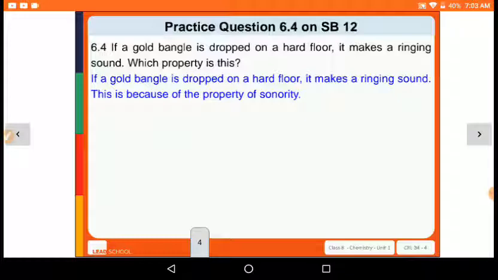In your supplementary book, page number 11, in concept time number 8, the fifth point is sonority, the property of material which produces a ringing sound when struck with a hard object. So if a bangle is dropped on the floor, it will cause a ringing sound because of the property of sonority. So we completed SB12. On SB13, 6.6 is left and 6.8.